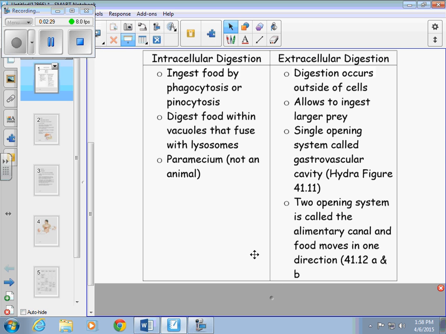prey in. Extracellular digestion could also be for a system that has two openings, and we call this the alimentary canal. And food will move in one direction, so it moves in through the mouth and goes through the whole system, and then any undigested material would exit through the anus. So we have an extracellular digestive system.